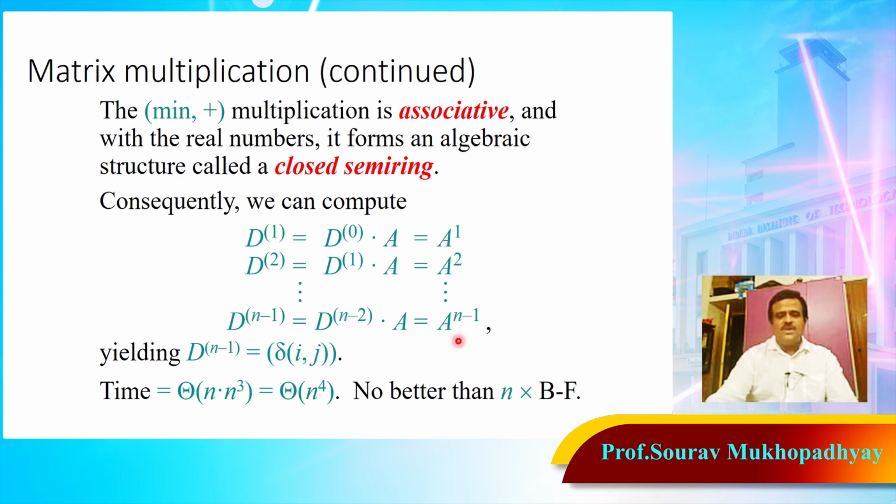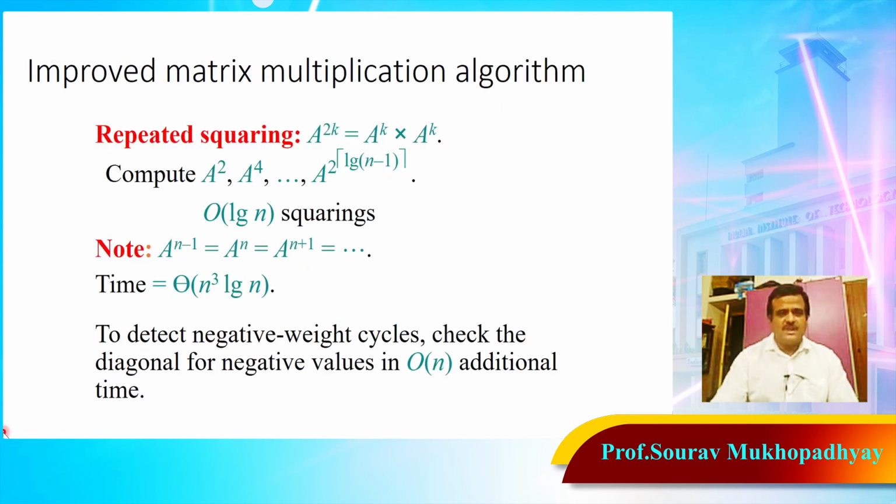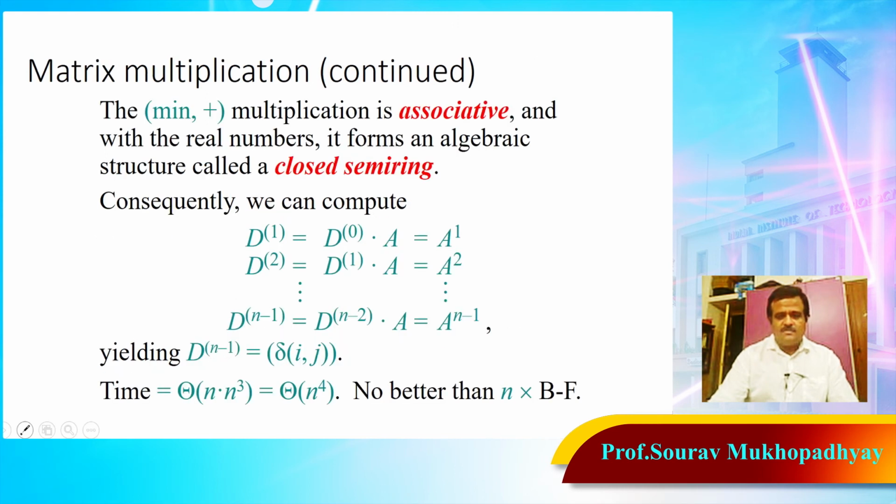So, how much time will it take? There are n multiplications and each multiplication will cost us n cube. So, this is order of n to the power 4, which is not better than running Bellman-Ford n times. So, we want an order of n cube algorithm. That is the next dynamic programming approach, called the Floyd-Warshall algorithm. Or we can use this algorithm, where basically we have to get A to the power n minus 1 or A to the power n.